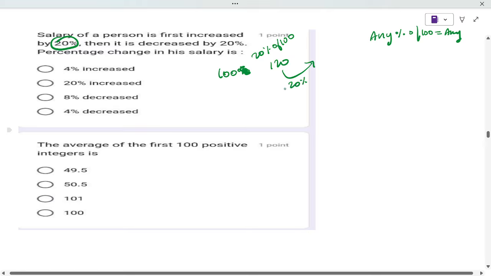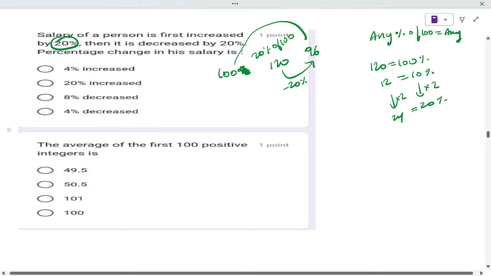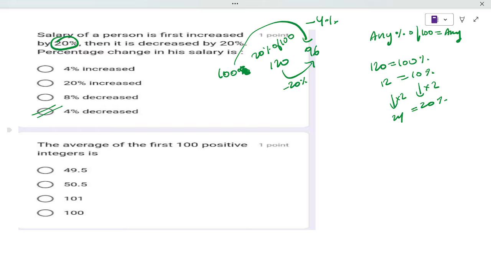A 20% discount means minus. So on 120, 10% is 12, because 100% is 120, so 10% is 12. 20% means 2 times 12, which is 24. Subtracting 24 from 120, we get 96. Comparing from here, it is a 4% loss. So there is a 4% decrease. That's the answer.